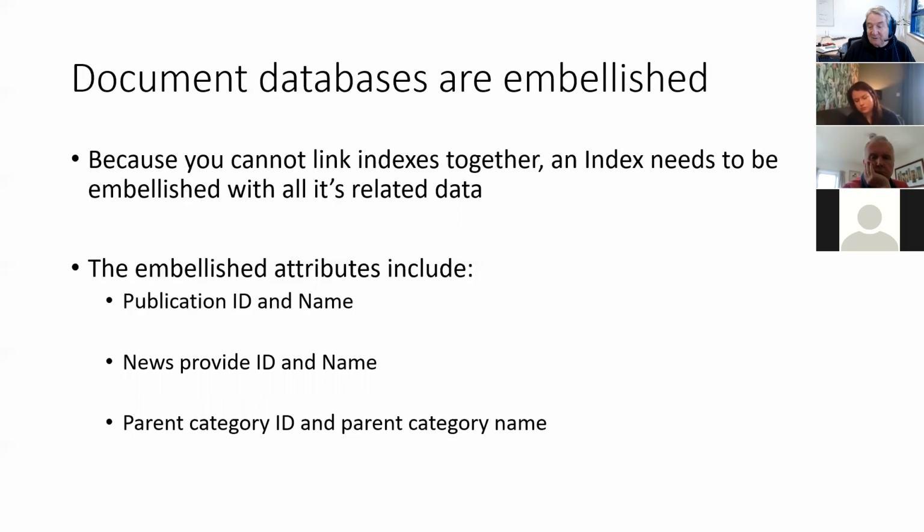So when you're searching, everything that you're going to search or filter or query needs to be inside the feed items. So the embellished attributes include the publication ID and name, the news provider ID and name.